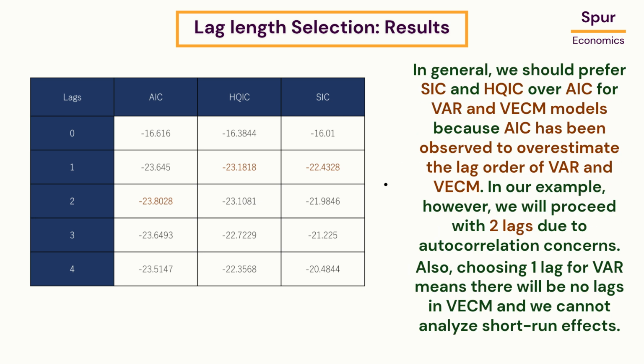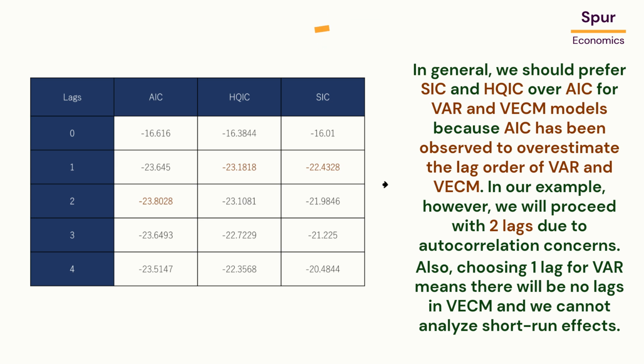In general, we should prefer SIC and HQIC over AIC for VAR and VECM models because AIC has been observed to overestimate the lag order of VAR and VECM. In our example, however, we will proceed with 2 lags due to autocorrelation concerns. Also, choosing 1 lag for VAR means there will be no lags in VECM and we cannot analyze short-run effects.